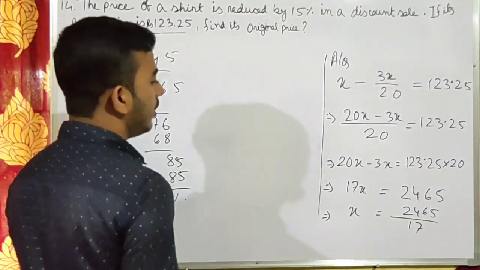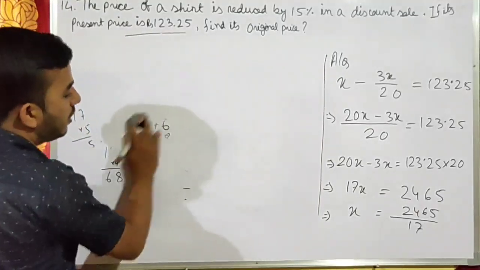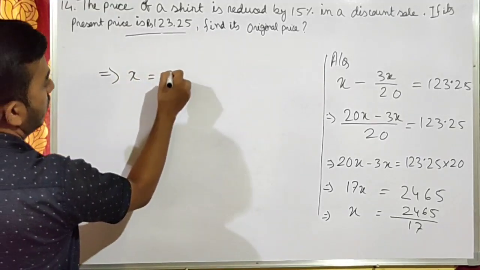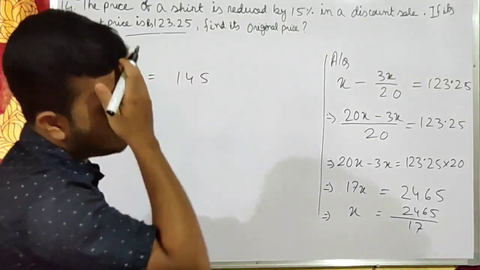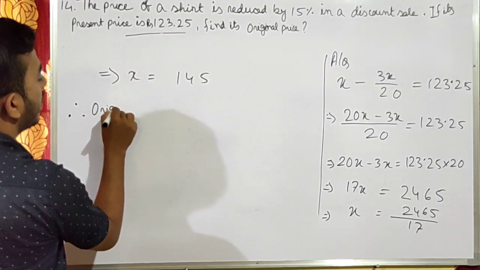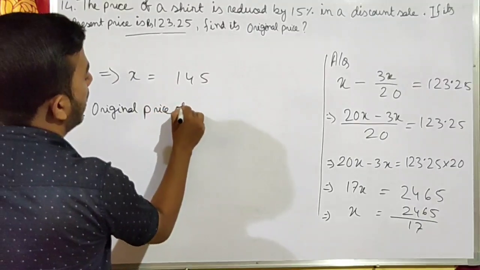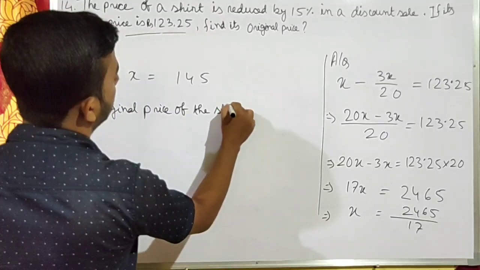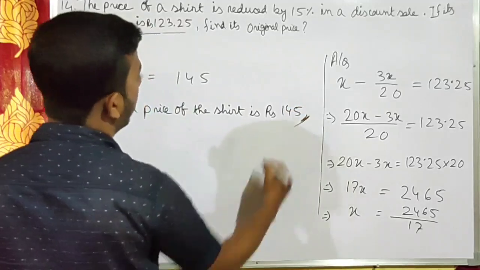So the original price of the shirt is how much? X equals 145. What was X? X was the original price of the shirt. Therefore, the original price of the shirt is rupees 145.